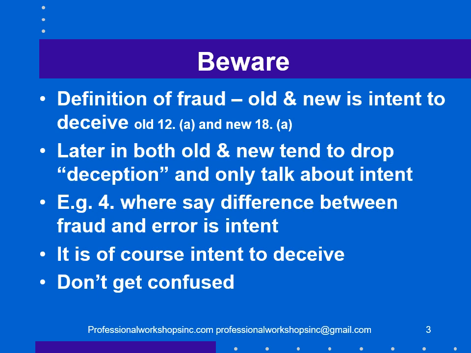So paragraph 4 would be better to say that the difference between fraud and error is intent to deceive, or just the difference is deception. Fraud is deception. Error is where there's no deception or intent to deceive. So don't get confused by that. You can run off on all kinds of time-wasting tangents if you just talk about intent.